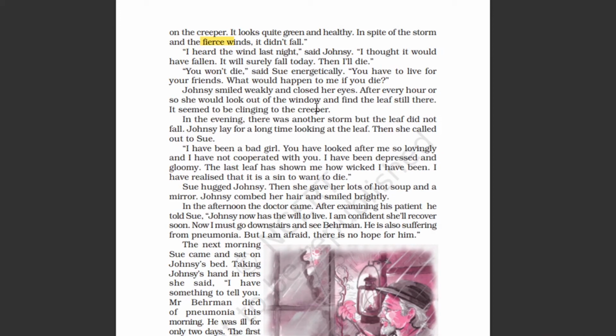And it is still green and healthy. I heard the wind last night, said Johnsy. I thought it would have fallen. It will surely fall today, then I will die.